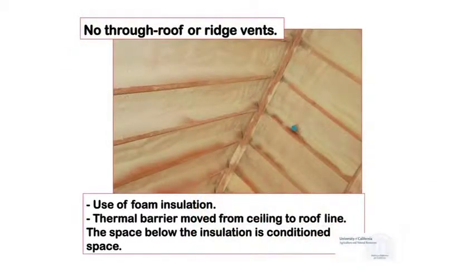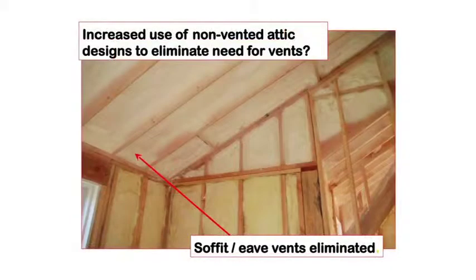So this is just a comment on unvented designs. You don't have vents. You move the insulation layer from the ceiling to the roof line. You do away with vents. This is something that's easier to do in new construction. It's easier to do in temperate climates. It's harder to do in colder climates. But it is an option, and you end up with no vents.